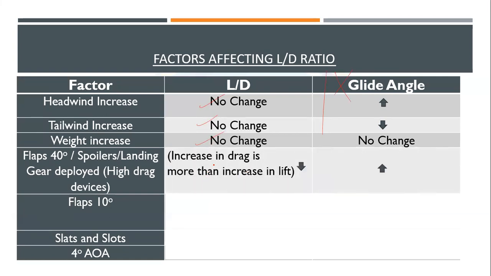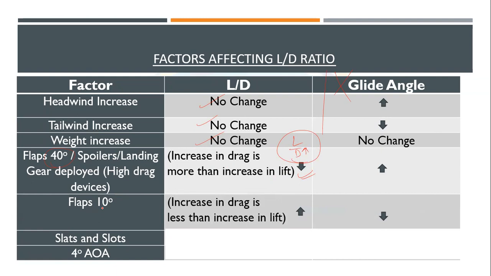Flaps. Look at the angle of deflection. Angle of deflection is 40 degrees. If my angle of deflection is so high, I am adding drag. When I add drag, my L by D will go down. So L by D reduces. Flaps 10 is used while taking off. Flaps 40 is used while landing. Okay. While taking off, we require a lot of lift, but not drag. But while landing, we require a lot of drag, but not lift. You can see here that is why in flaps 10 degrees, we have L by D ratio increasing.